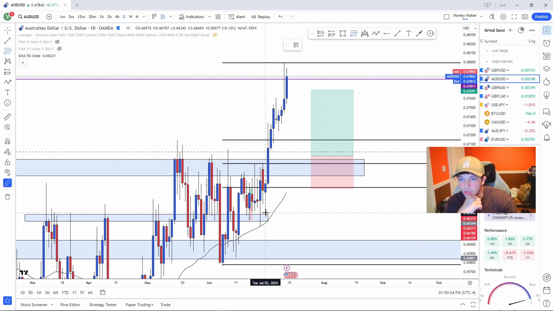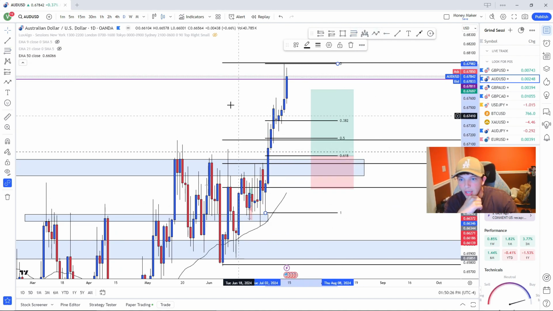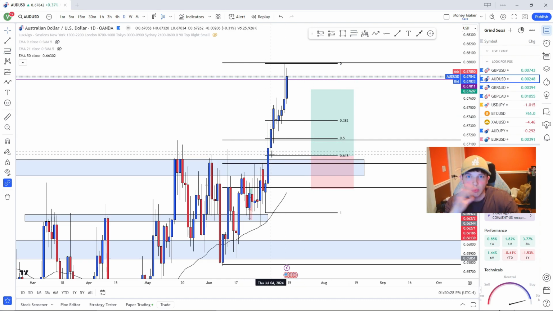You take your fib sequence, you go from the bottom of the push all the way to the top. And we can see that at the 0.618 zone, which is the number that I love, I've talked about it many, many times, it's lining up very well with not only the weekly fib sequence, kind of hitting around this 0.5 of the weekly fib sequence, but also still at the previous market structure on the daily time frame.